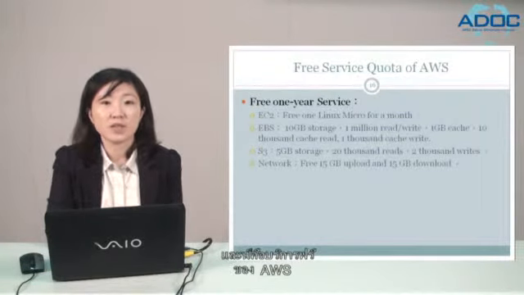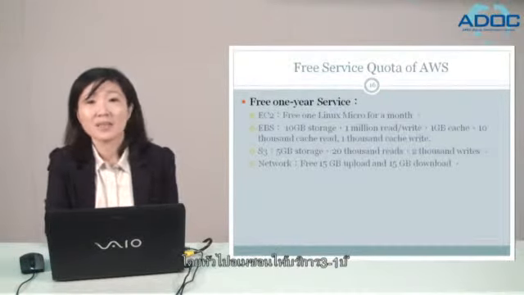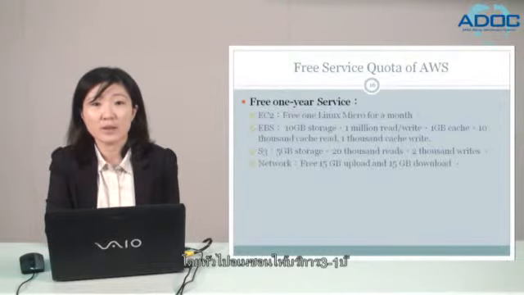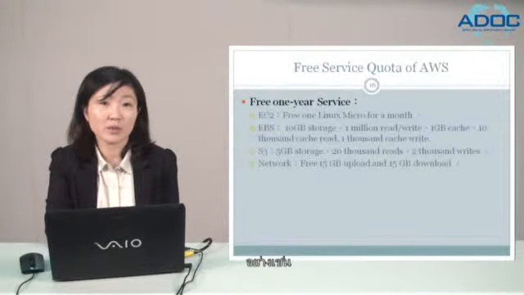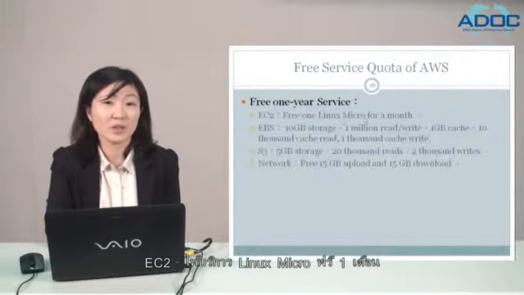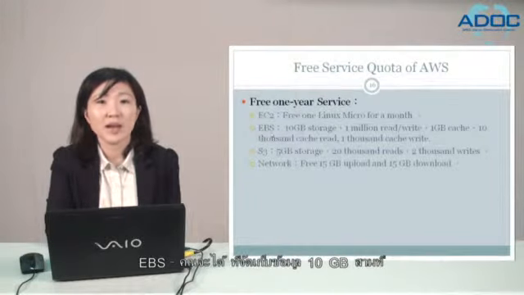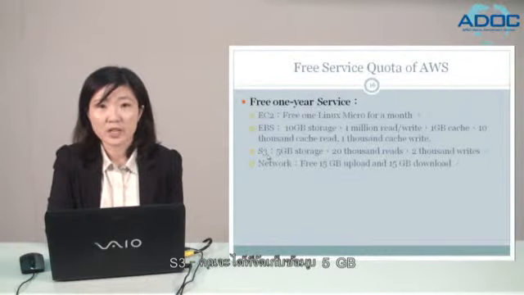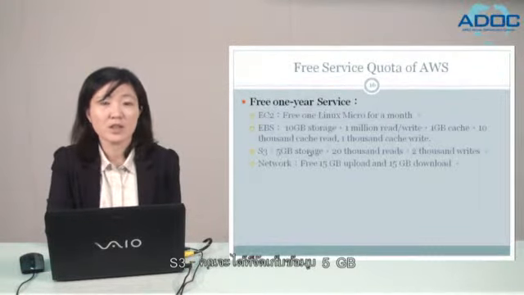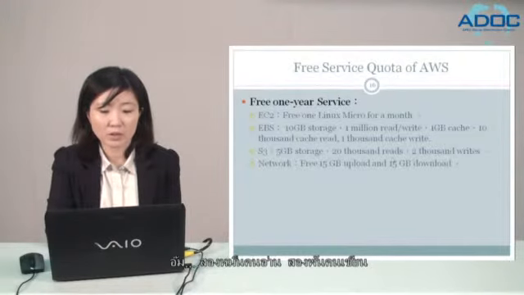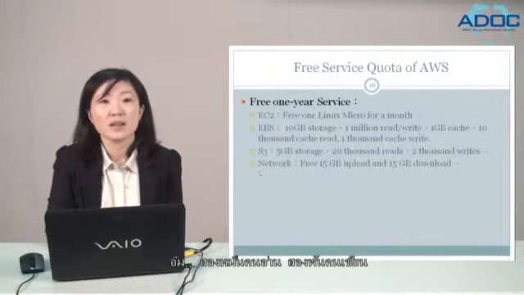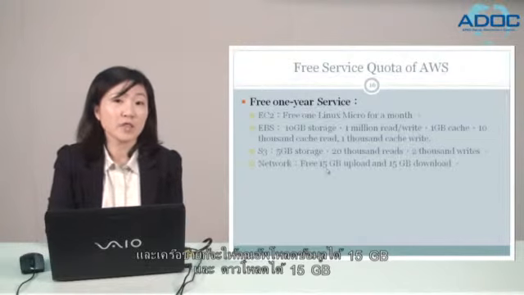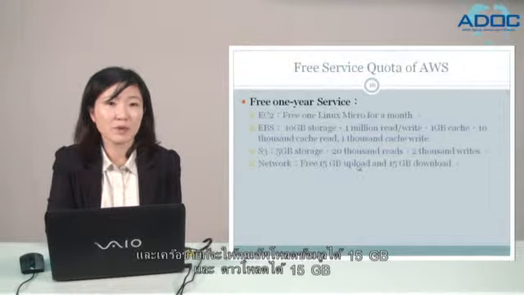And this is the free service quota of AWS, just for your reference. Basically, Amazon provides a free one-year service. For example, EC2, free one Linux micro instance for a month. EBS, you have free 10 GB storage. S3, you have 5 gigabytes storage and 20,000 reads, 2,000 writes, and network you have 15 gigabytes upload and 15 gigabytes download network traffic.